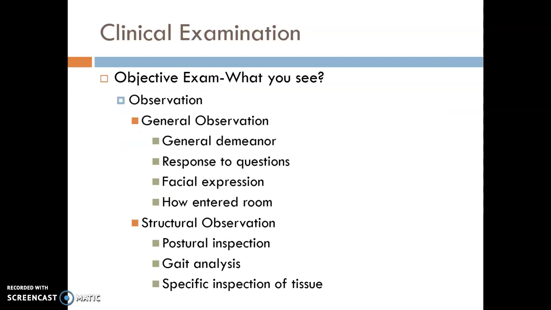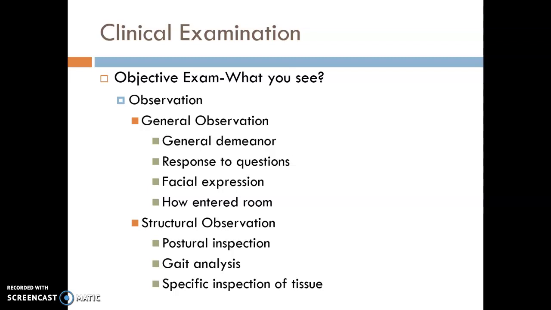All right, then we move on to objective. So in our HOPS assessment, we did H for history, now O for objective or observation. So this is everything that you are going to see and observe on the athlete. So we're going to look for general observation. So their overall demeanor when they come in. Do they seem happy, sad? How are they responding to questions? Do they look like they're in a lot of pain with their facial expressions? How they entered the room?